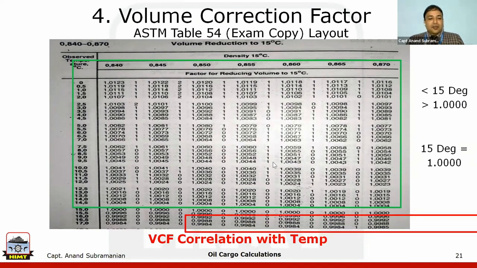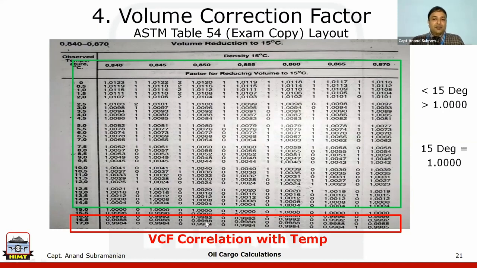Now let's go to the next step. If the temperature is more than 15 degrees Celsius, we have to shrink the oil, that means condense the oil. That is why, if the temperature is more than 15, the factor will always be less than 1. You will see over here factors like 0.9988, 0.9845, whatever the numbers. So less than 15, the factor is more than 1. Equal to 15, the factor is 1. More than 15, the factor is always less than 1. Is the concept clear?